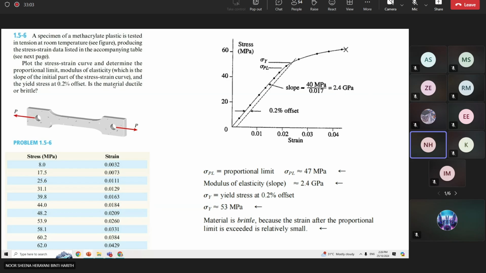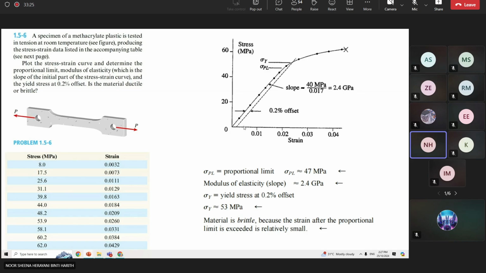Now you have to answer the yield stress at 0.2% offset, meaning they offset 0.2%. For this curve, you just assume. There is no calculation here, but offset means the line moves in that direction.